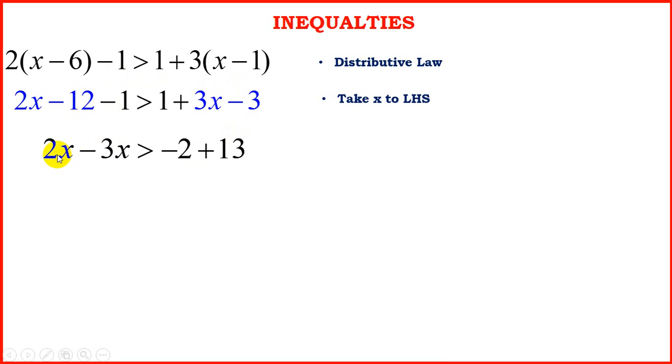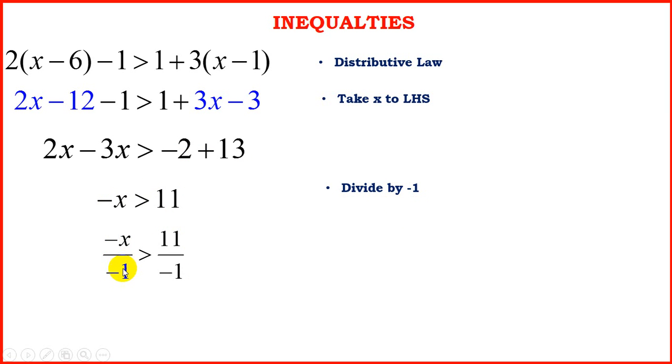Now we're going to simplify the left hand side. 2x minus 3x is negative 1x, or we can indicate it as negative x. And negative 2 plus 13 is positive 11. Remember, our goal is to find x and not negative x. So for me to get rid of the negative 1 in front of it, I'm going to divide both sides by negative 1.